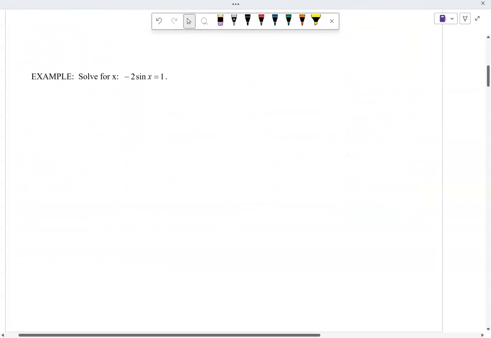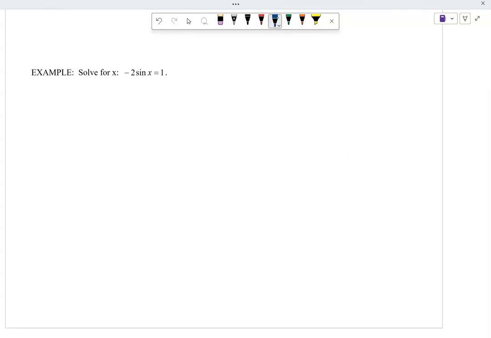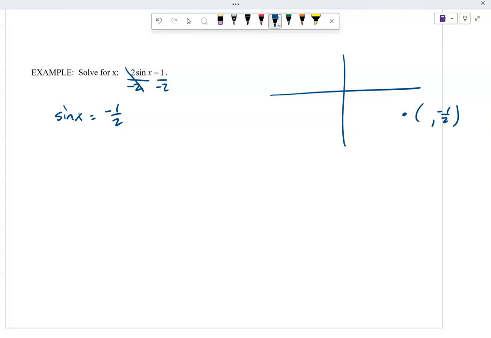Let's do some more here, solving trig equations. Negative 2 sine of x equals 1. We're going to go ahead and isolate the trig function, so we're going to divide both sides by negative 2. So we get the sine of x is negative a half. Then we look on our unit circle and ask, where do we have a sine that's negative a half? We have it in 2 spots.